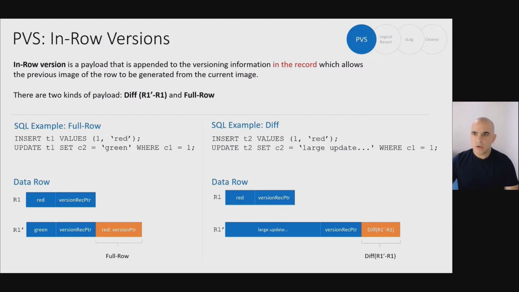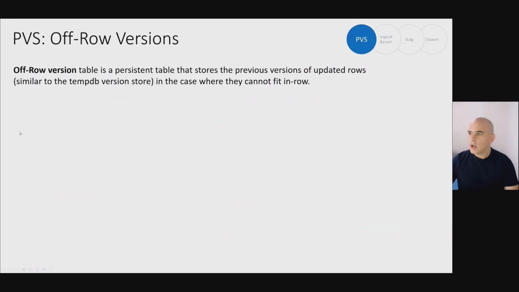So let's move on now to the off-row version. The off-row version table is a persistent table that stores the previous versions of updated rows. It's very similar to the TempDB version store. So in the case where those updates do not fit in-row, we use the PVS.